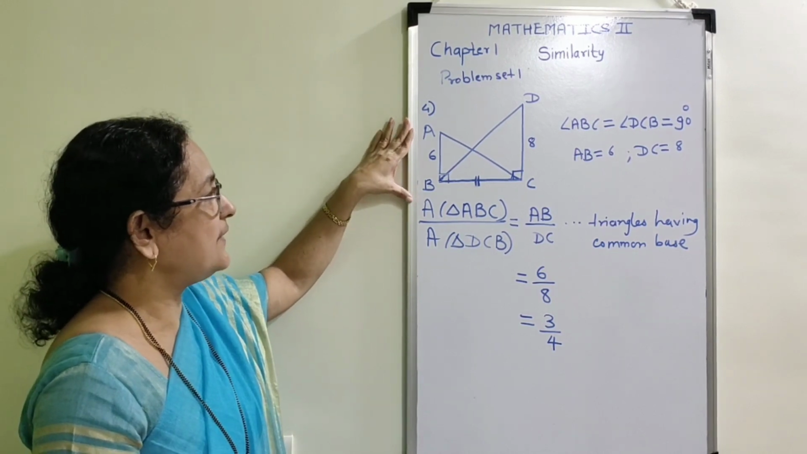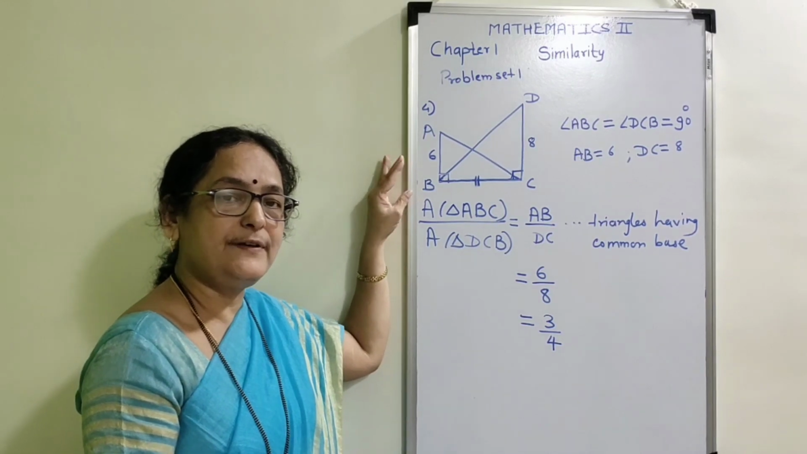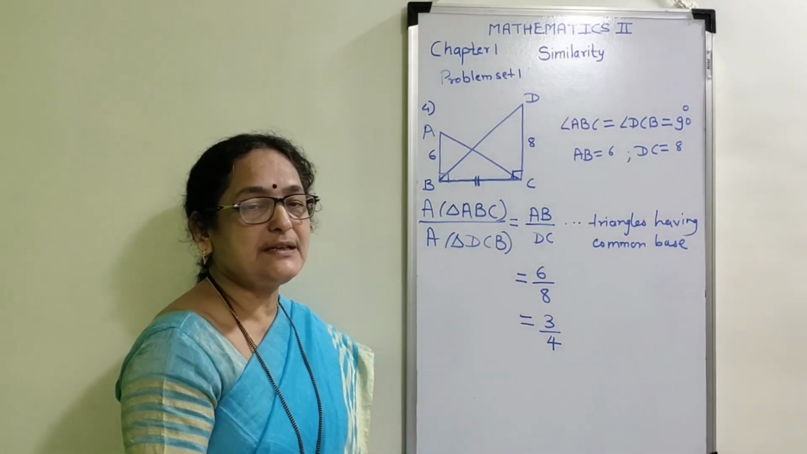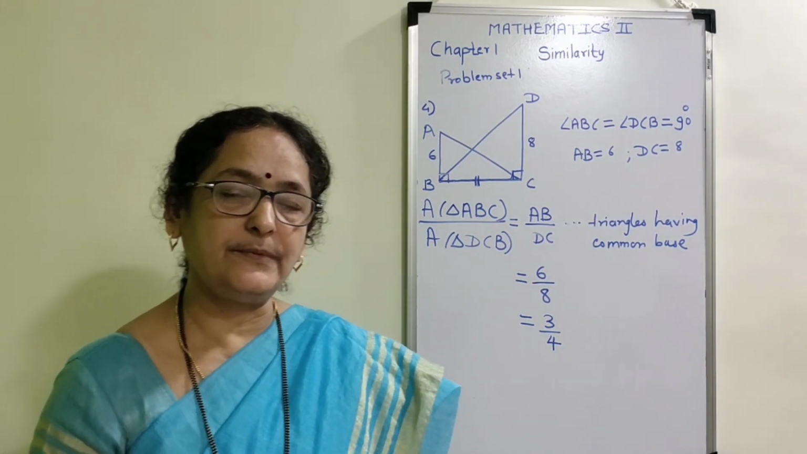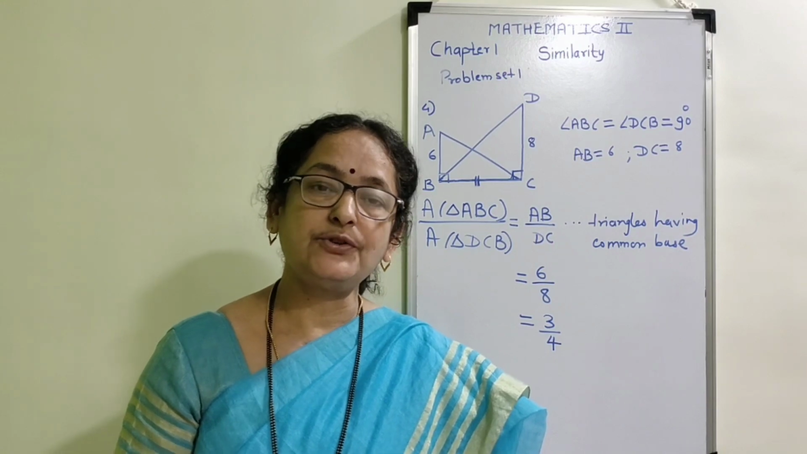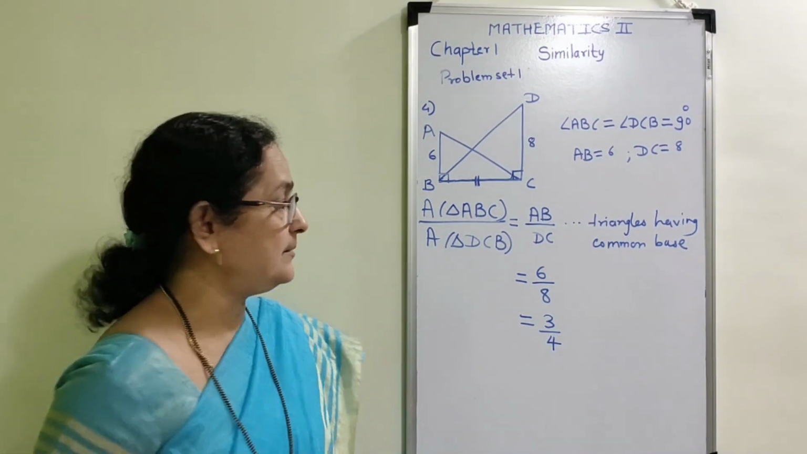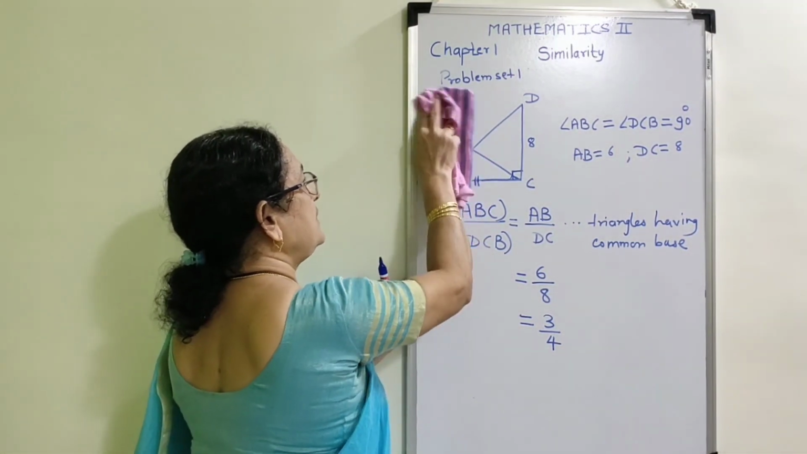Now this figure is very important. Examples based on this figure are always included in SSC board exam. Try to understand that BC is the common base. Both are right angles and therefore the ratio of their areas is equal to ratio of their corresponding heights. Now we will complete example number 5, which is also very important related with our exam.